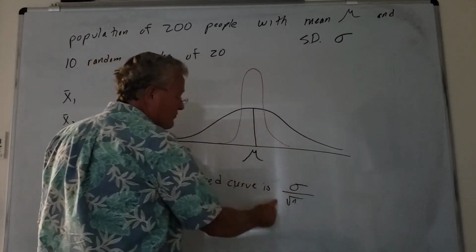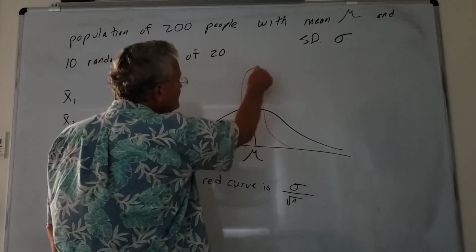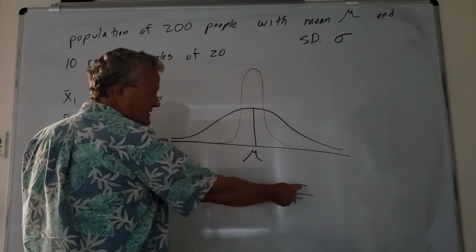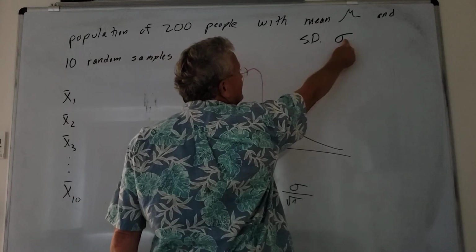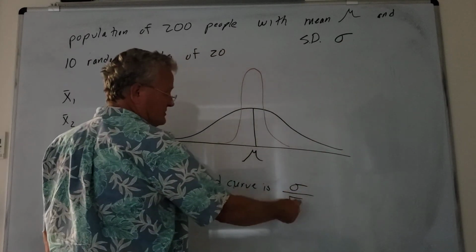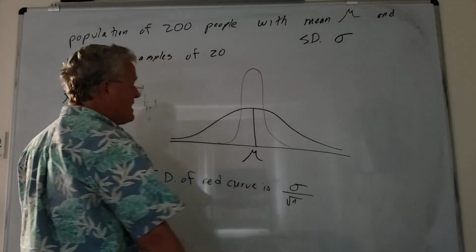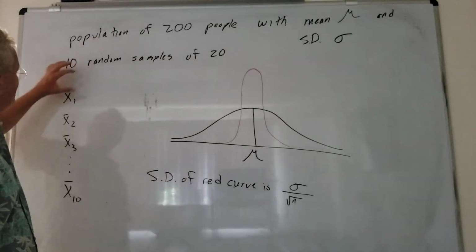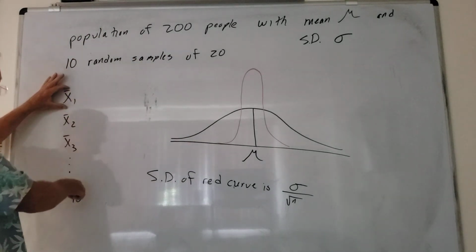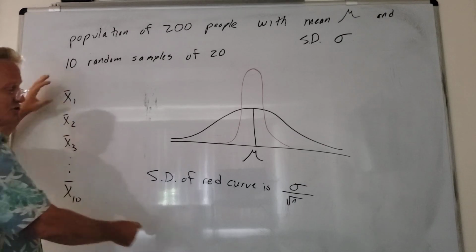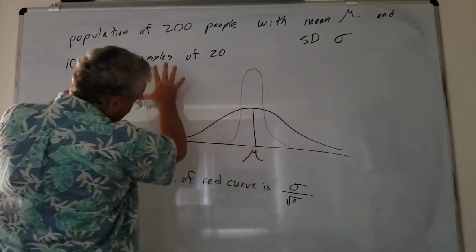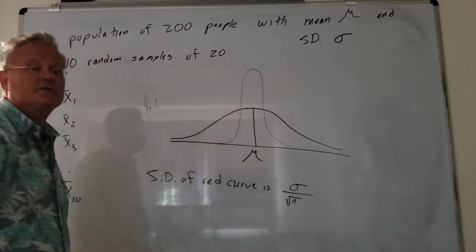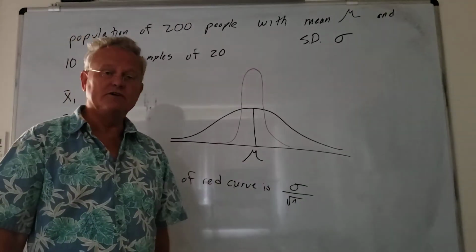And the standard deviation of this red graph, again, is the standard deviation of the entire population divided by the square root of n. N in this example is 20 because the size of each of these samples is 20. So in this example, n would be the 20, and the denominator would be the square root of 20.